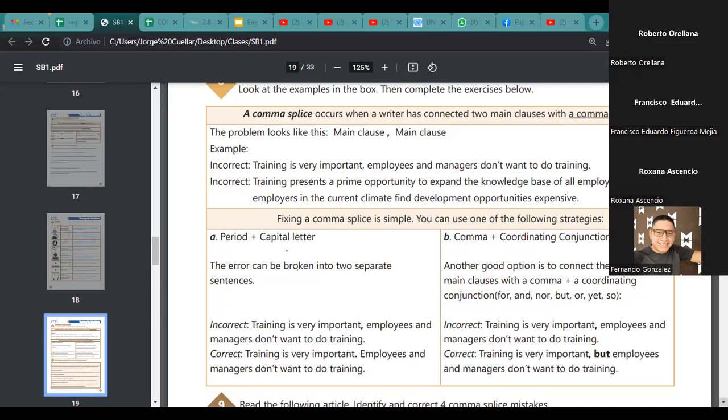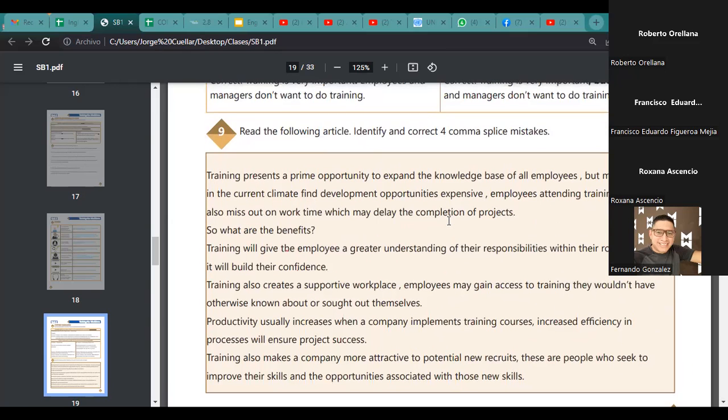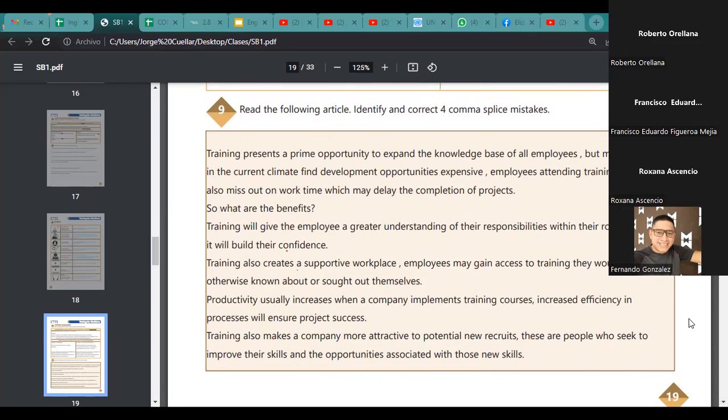The second one, it's not possible to say the two clauses all together because it's too much information. So what we do is use a coordinating conjunction. If you use but there, of course, it's going to make sense. So it's kind of easy, but of course we need to practice. It says, read the following article, identify and correct 4 comma splice mistakes. I'm going to give you a few minutes to read, and then tell me where the corrections are, okay? And remember that it is a very good idea to read the whole thing, to feel if it makes sense.